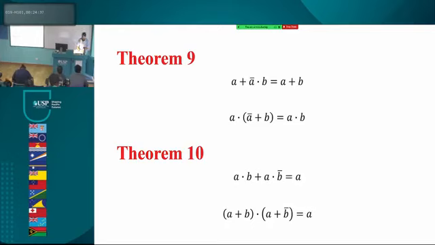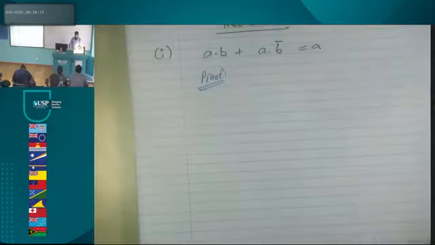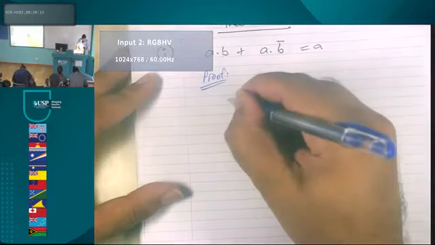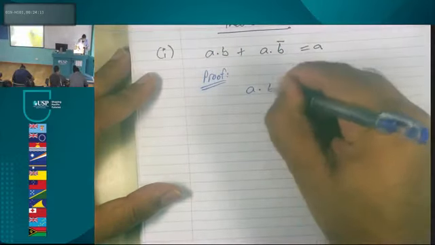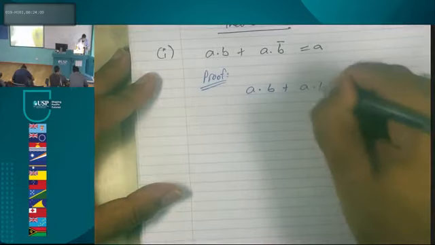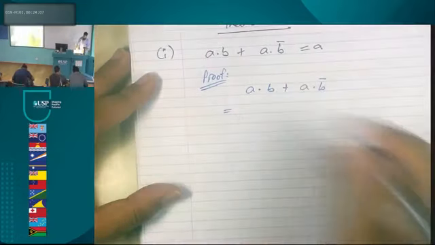It says A and B or A and B bar is equal to A. Let's prove it. All right. So I'm going to go quickly over this. So we've got to be fast, guys. We've got A and B or A and B bar. That's on the left-hand side.